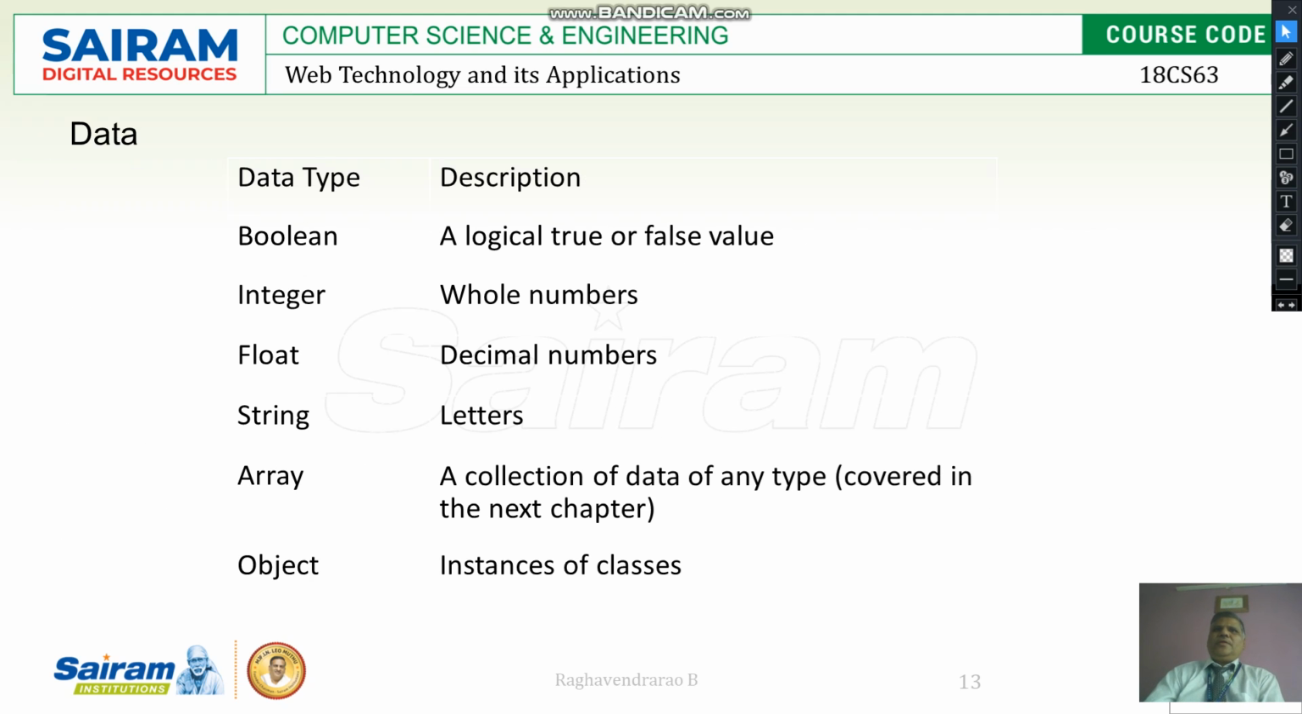There are so many data types here: boolean, integer, float, string, array, then object. These are the different data types available. You already know these things. Boolean is true or false, integer is whole numbers, float is decimal numbers, string is letters, and array is a collection of data of any type. Then there are objects also.